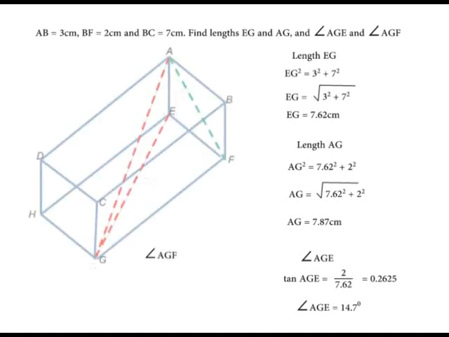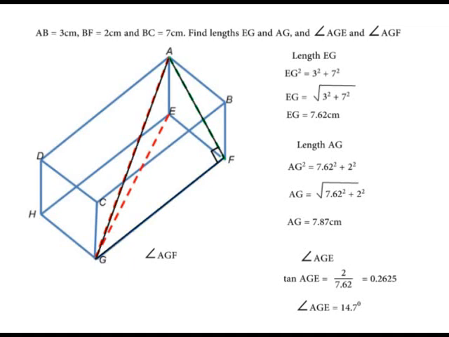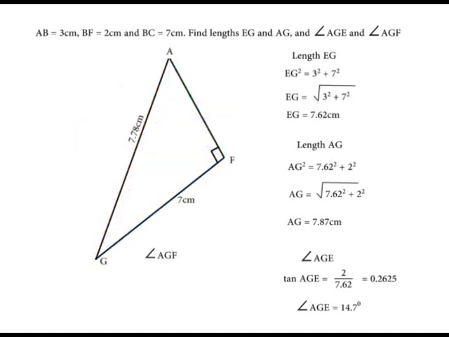Finally, angle AGF. This looks a bit tricky, but if you look at it clearly, line EF and GF are perpendicular. It means therefore that plane ABFE with the green line is perpendicular to the line GF. And so any line on that plane is perpendicular to the line GF. And therefore, AGF is a right angled triangle. If we isolate it, this is it.